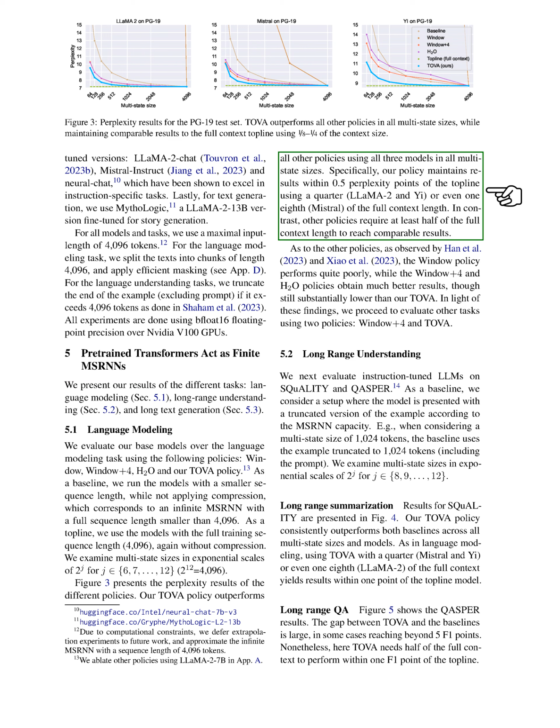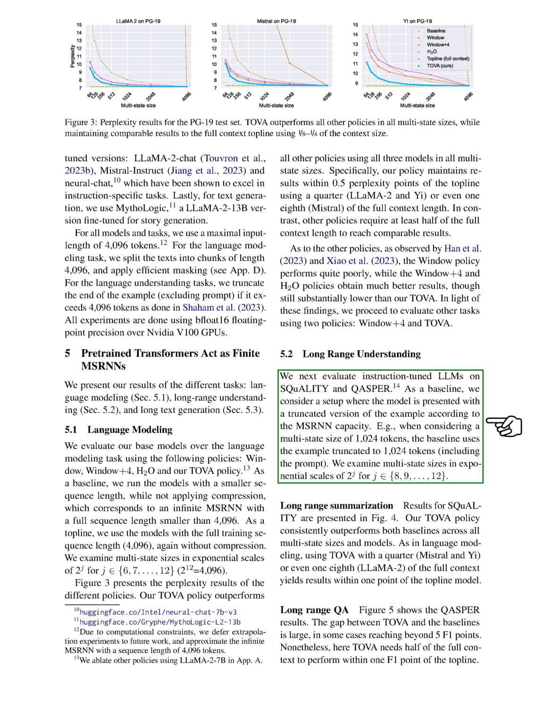Our TOVA policy outperformed all others across all models and multi-state sizes, achieving results within 0.5 perplexity points of the top benchmark while using only a quarter or even an eighth of the full context length. Other strategies needed at least half of the full context length to achieve similar results.